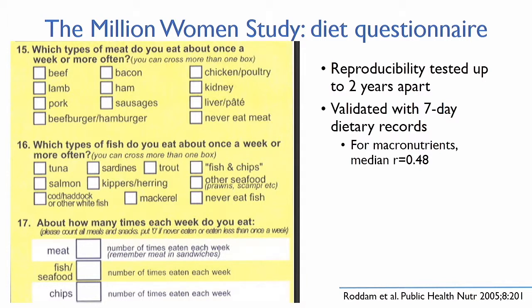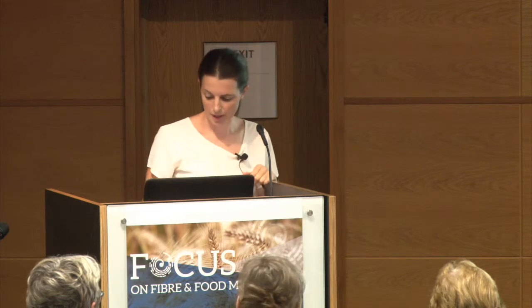For calcium and fibre, the correlations are higher than 0.6. And if you're not familiar with typical validation correlations, they're usually between about 0.4 and 0.7. Alcohol, the correlation is 0.75. That's always measured very well.